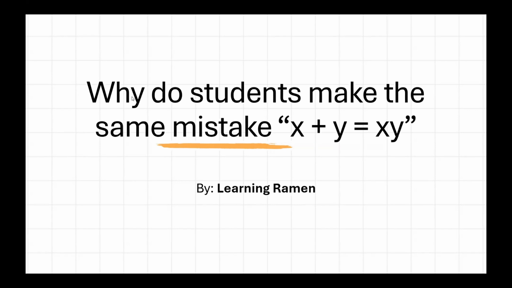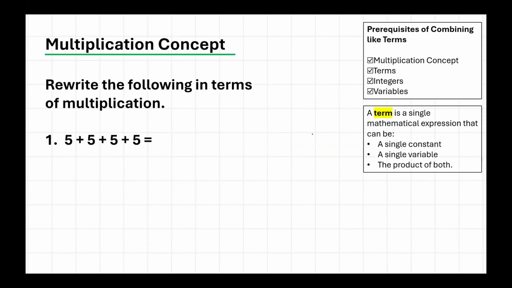Today we're going to learn why some students make the same mistake: x plus y equals xy. But before we go into that, we are going to discuss the prerequisites of combining like terms, such as the multiplication concept, terms, integers, and variables.